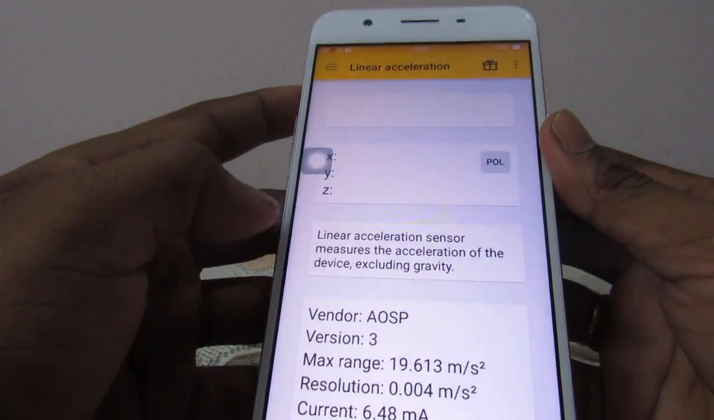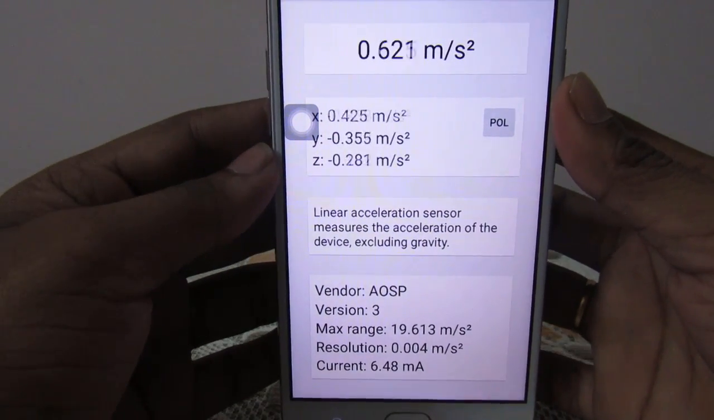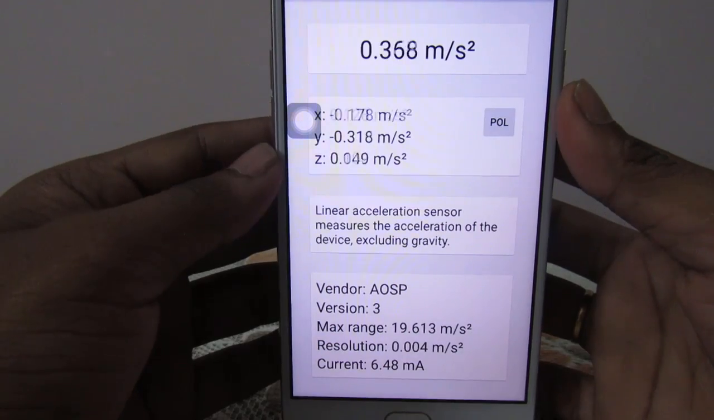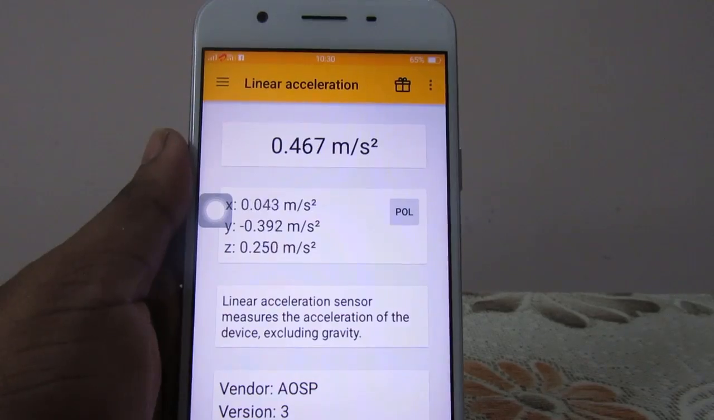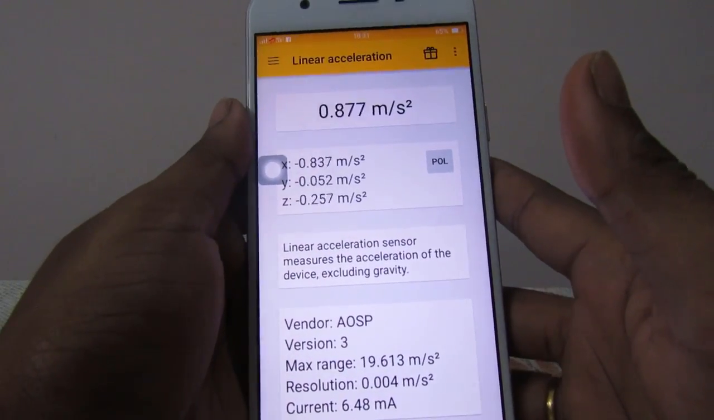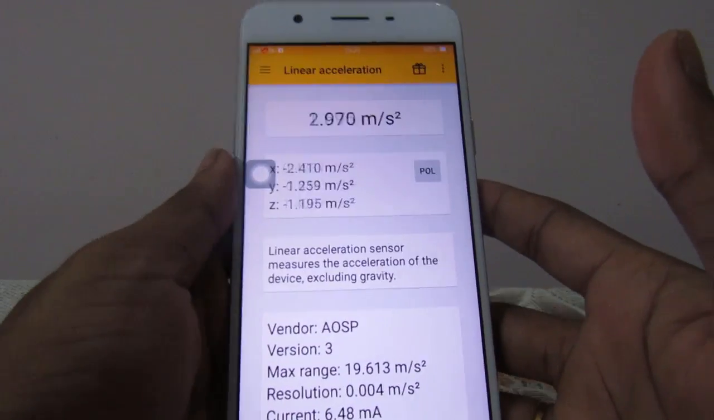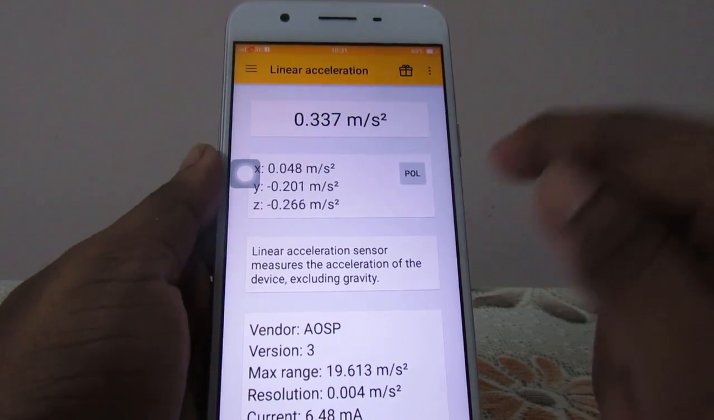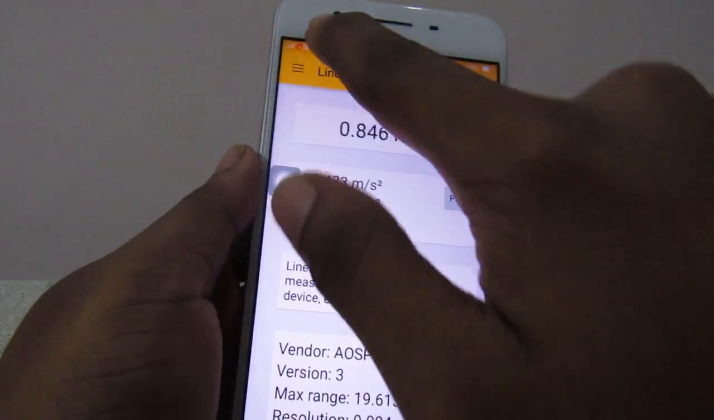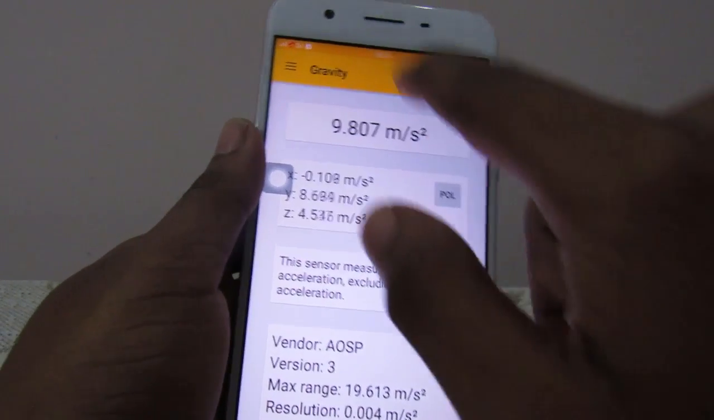Linear acceleration. The linear acceleration sensor measures the acceleration of the device excluding gravity. Linear acceleration shows 0 point something, meaning excluding gravity. These values are excluding gravity, and for gravity it's including gravity.